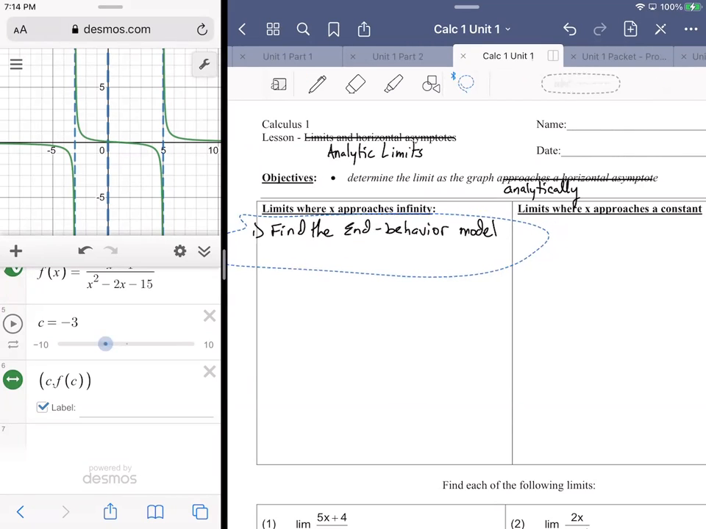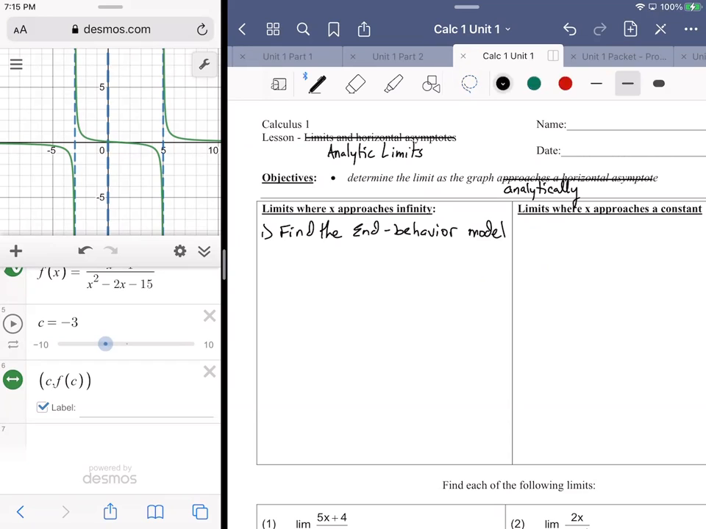All right. Now, that's yet another topic that may or may not have happened like it should have in a pre-calc class. So I'll take you through how to do it now. It's not terrible. All right. So end behavior model, also known as EBM. It's not too difficult.